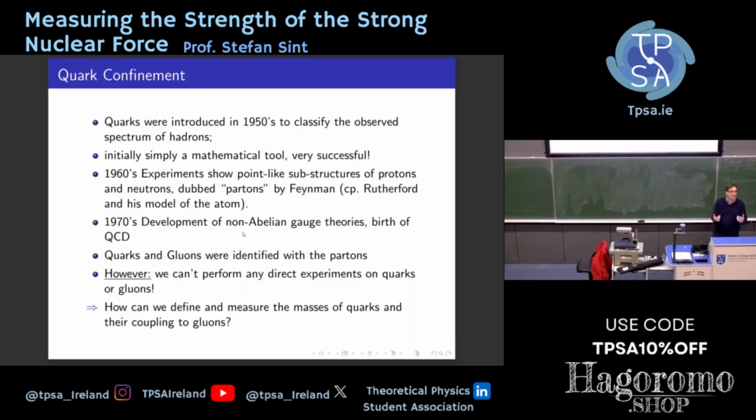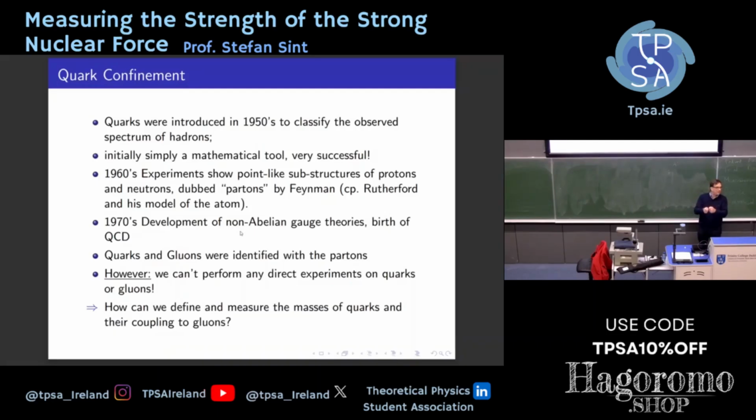And then in the 70s, quantum chromodynamics was developed as a theory of quarks and gluons. Since then, we're struggling trying to extract quantitative predictions for physics from that theory. In particular, you would like to do experiments on quarks directly, and you can't, because you can't prepare an initial state that contains 3 quarks. So what does it even mean to talk about the coupling of the quarks to a gluon? How do you measure its strength?